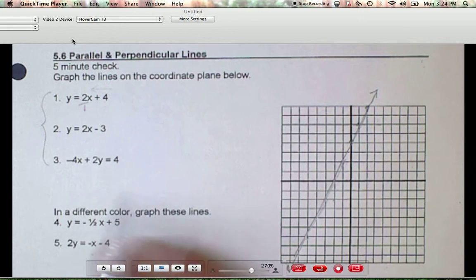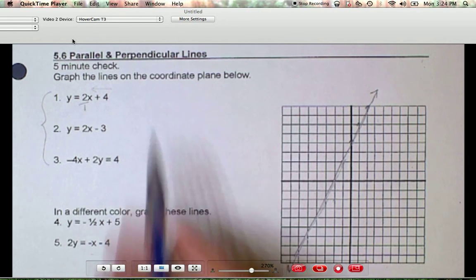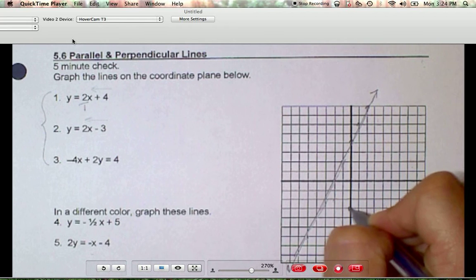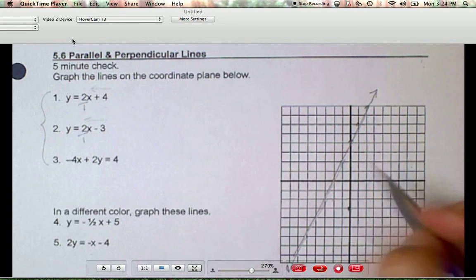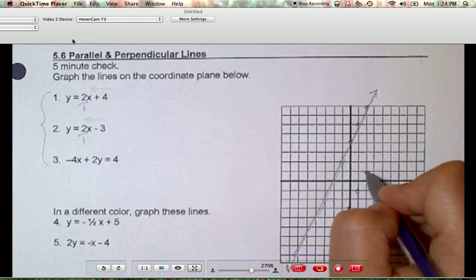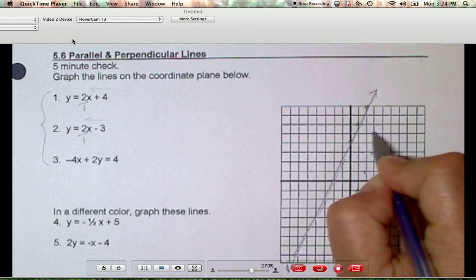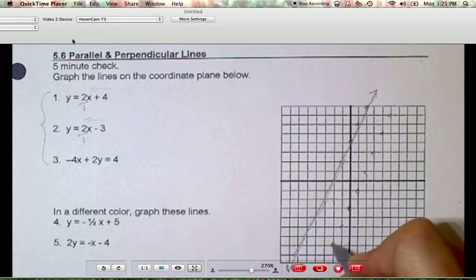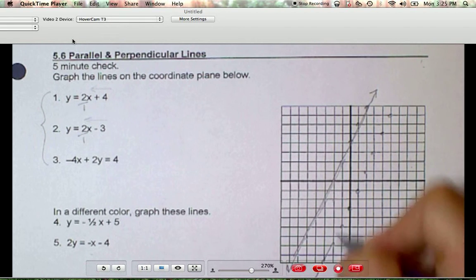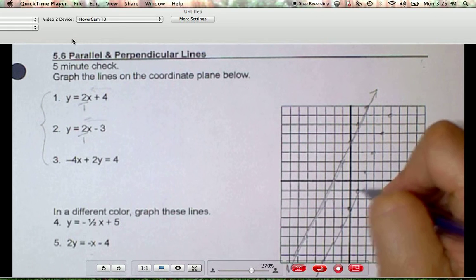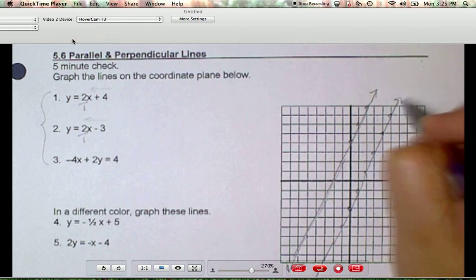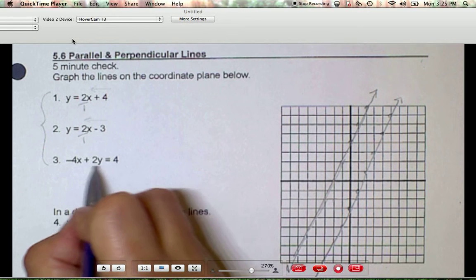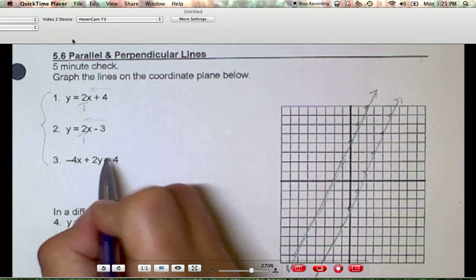What about the second one, y equals 2x minus 3? Again, start from the y-intercept first, negative 1, 2, 3. The slope is 2 over 1, so we go up 2 over 1, up and over, up and over, and down and back, down and back. So here's our second line.